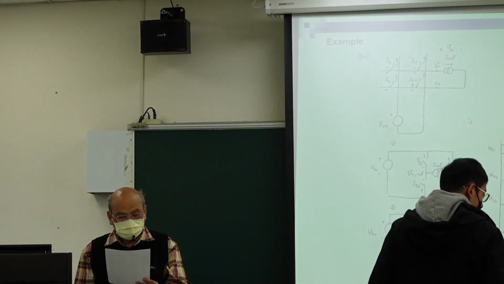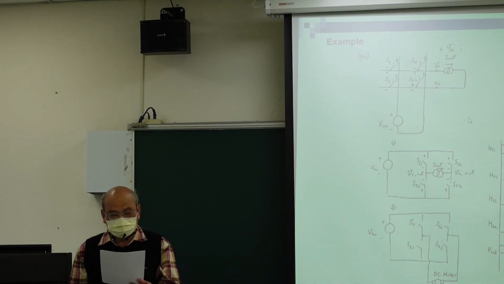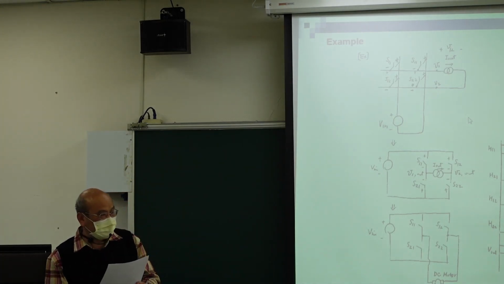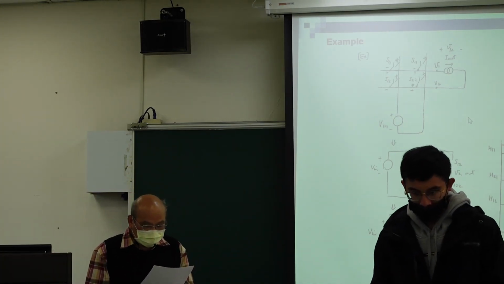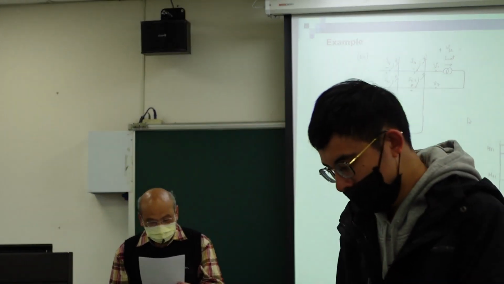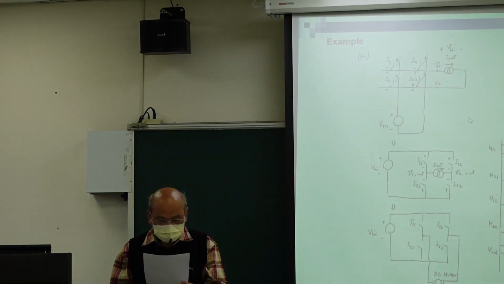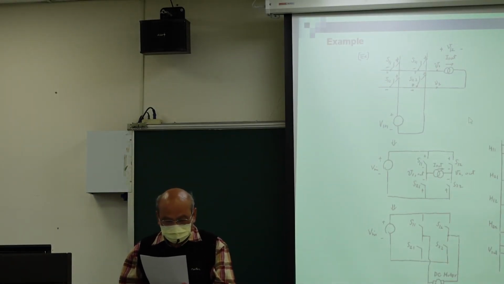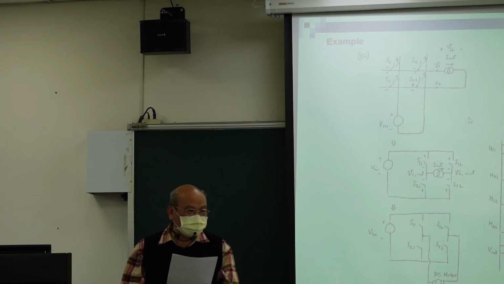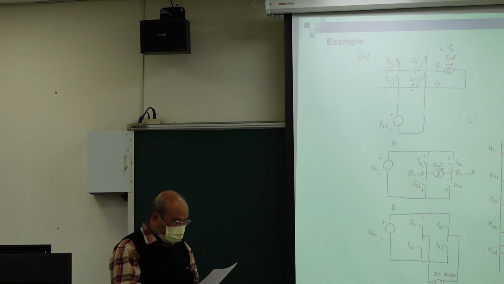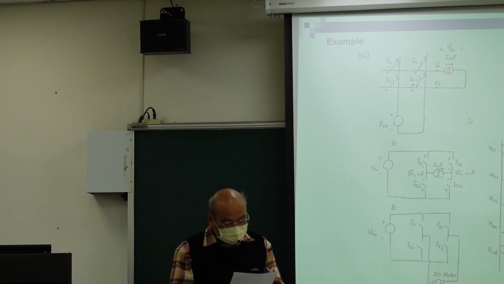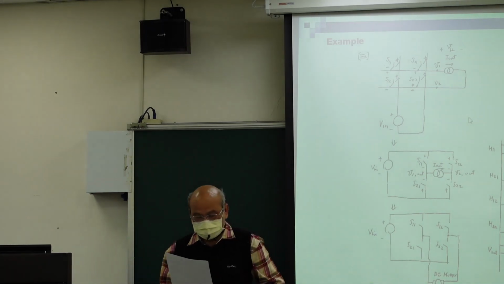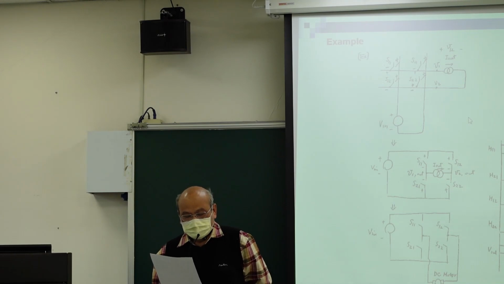A, please draw the circuit which includes power devices. What kind of power devices will you use? Will you use diode? Will you use MOSFET? Will you use IGBT? Will you use power transistor or another? You have to show your power device and the circuit. So this is problem A.